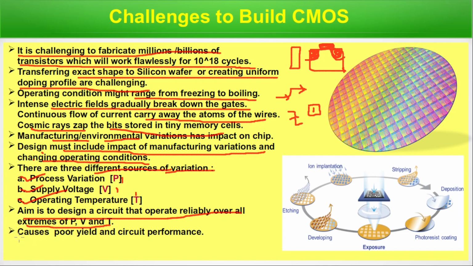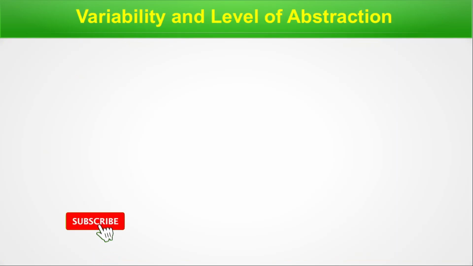Otherwise, this can cause poor yield and circuit performance. If we do not consider variation or impact of this variation of P, V and T, that could lead us to poor yield and circuit performance. So these are basically challenges to build CMOS. We are done with this slide. Now let's move to the next slide. Variability and level of abstraction.